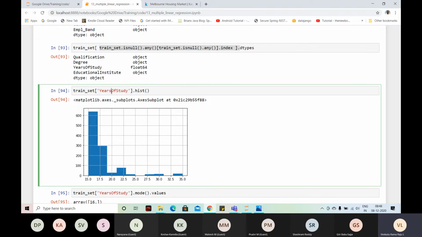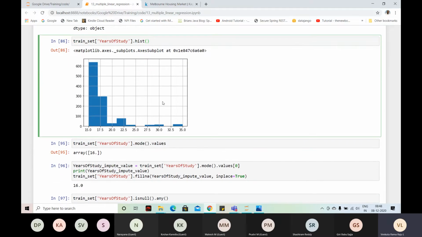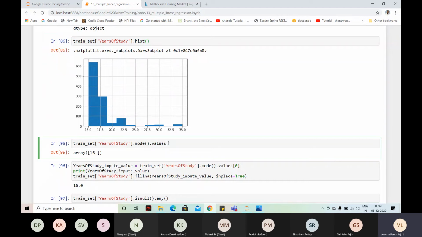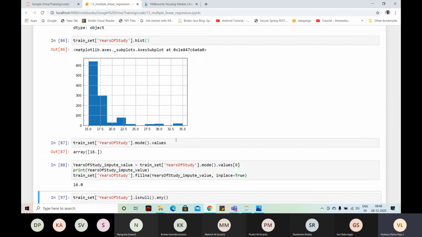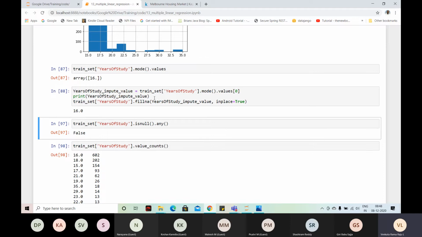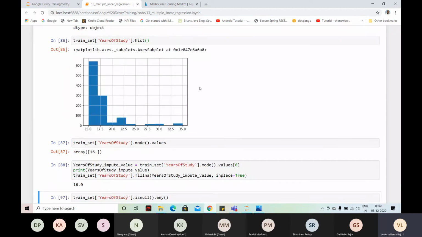And years of study is a numerical column where there are nulls. When I try to do a histogram here, it shows that it is not a normal distribution. Generally, if you do a QQ plot, you will understand better, but generally I use a histogram. That's not a big deal. Now the data looks like most of the data is around here, 15 years of experience. So I took the mode and am replacing the values with the mode. Okay, this is also a dirty way of replacing.